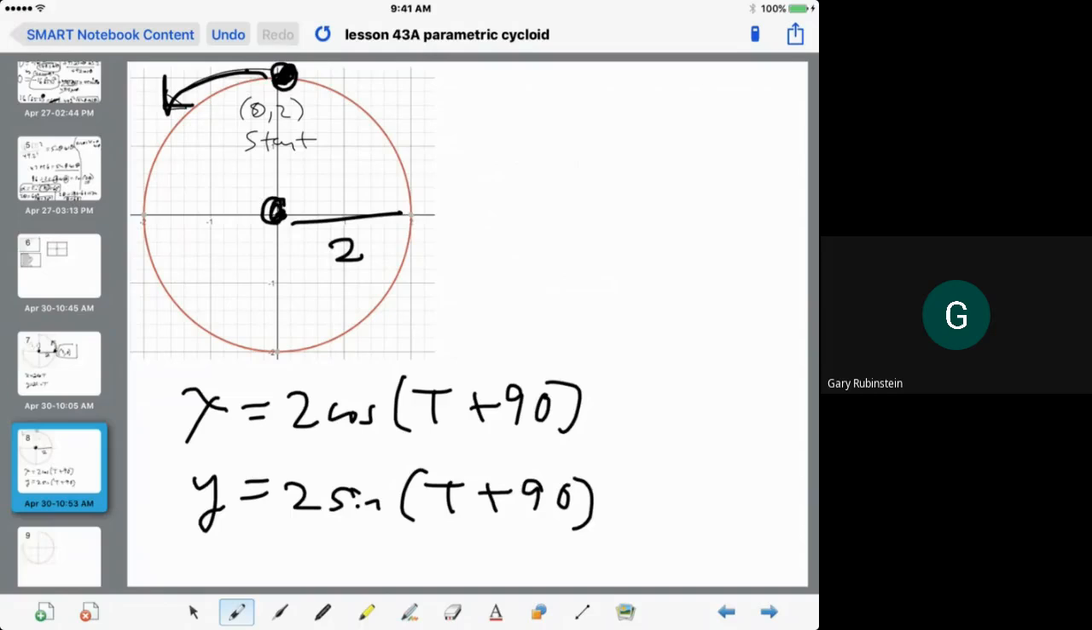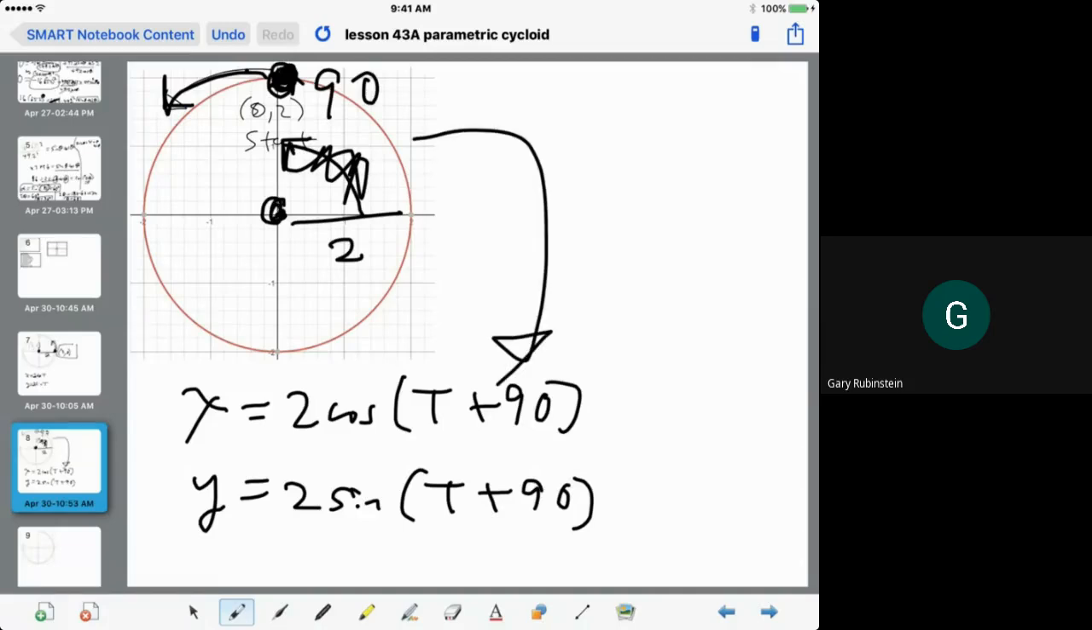So the reason why this happens is when I put 0 in for t, it does cosine 90 and sine 90, which are 0, 1, and that's why it starts over there. So whatever the starting point is, because it's starting at sort of the 90-degree spot, that's what you put after the t. If I wanted it to start over here, I would put a plus 180. If I wanted to start here, I could put plus 270, or I could even put minus 90.